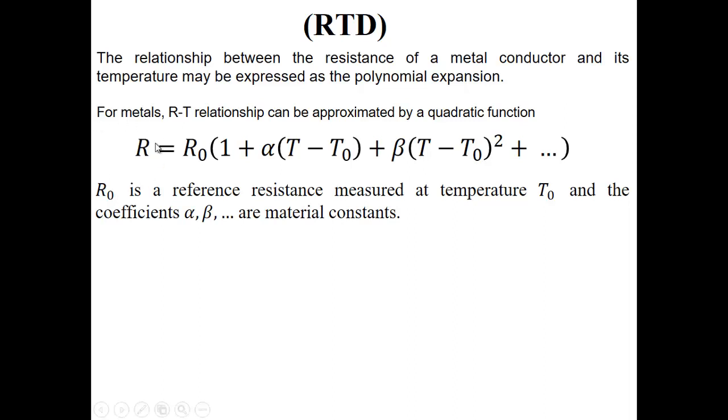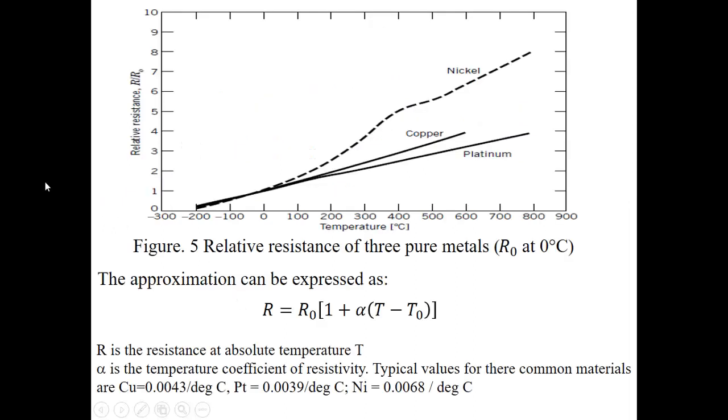Okay, for example, if you want to find the resistance, you have your R0, your initial resistance, and you have your alpha and beta. Here are the material constants, and you can see the difference of the temperature measured in the materials. The approximation can be expressed by this equation, which is R equals R0 times (1 plus alpha (T minus T naught)). And what is alpha here? Alpha is the temperature coefficient of resistivity.